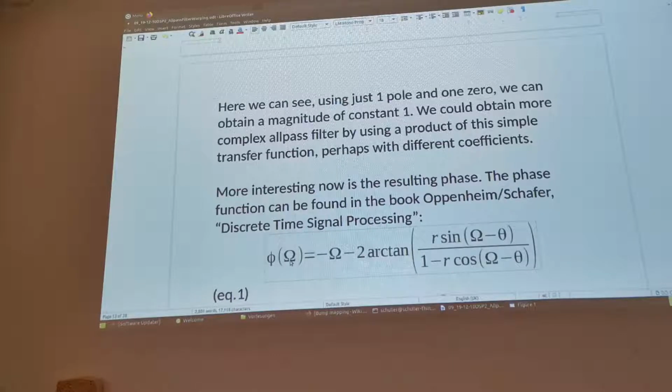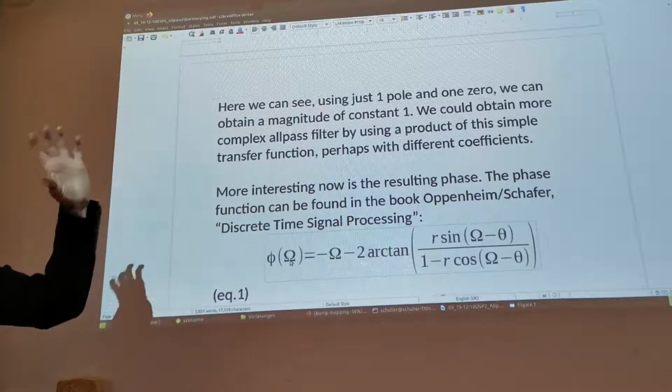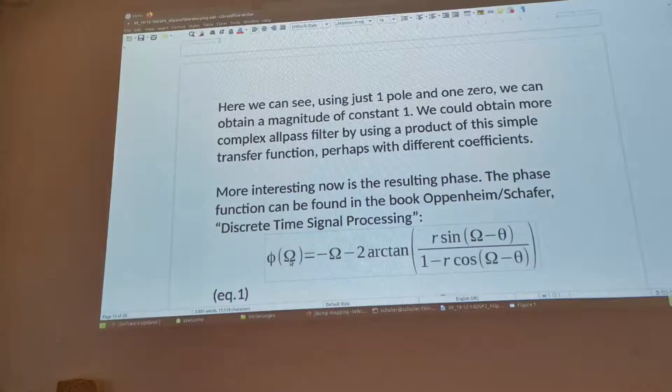Did you have a question there? No, actually. Does it make sense? Yes, it does. Yeah, it's actually a little bit tricky. But once you see that one is the complex conjugate of the other, then it's easy, right?